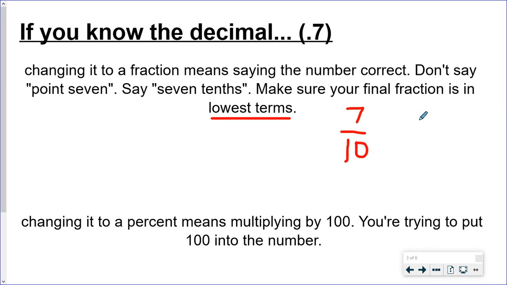But if you had a decimal number like 0.2, for example, that would be 2/10. So I'd have to write 2 over 10. That is not in lowest terms. So we got to make sure to divide both those by 2. So my answer would be 1/5. Okay.